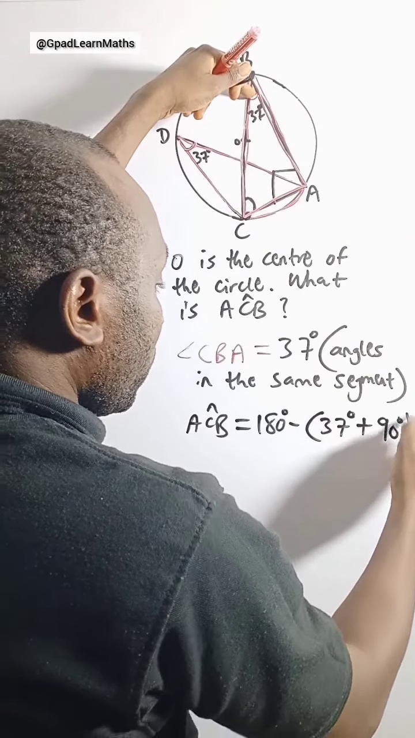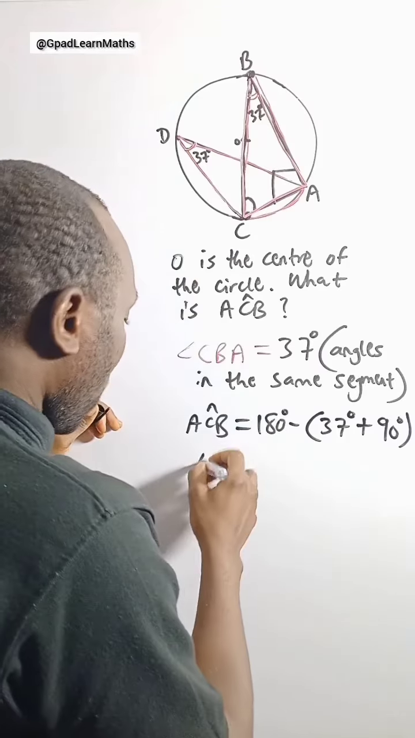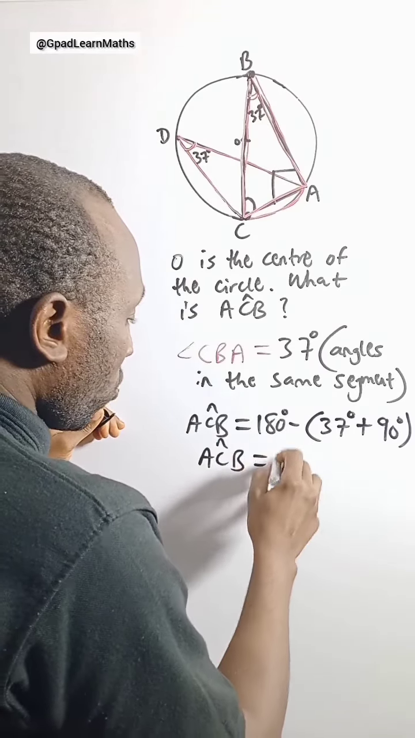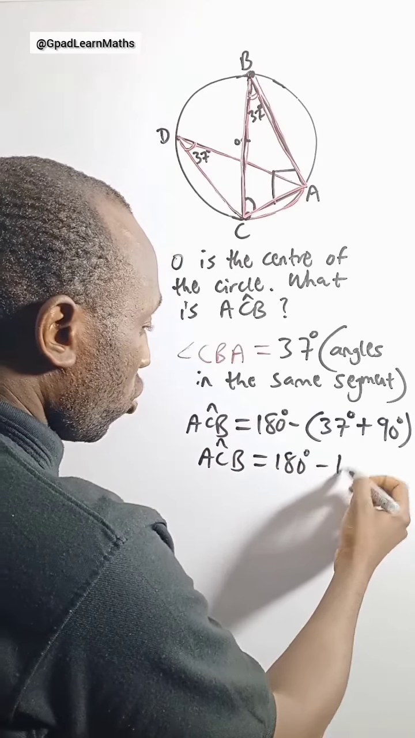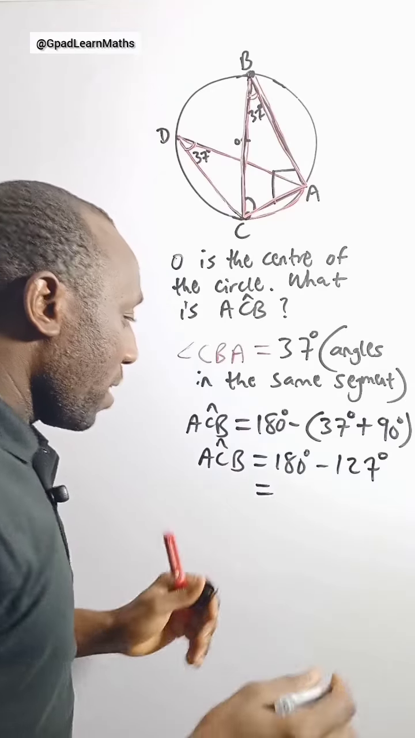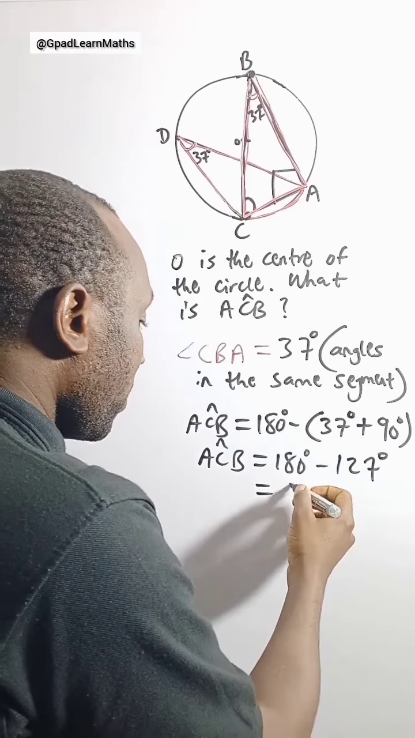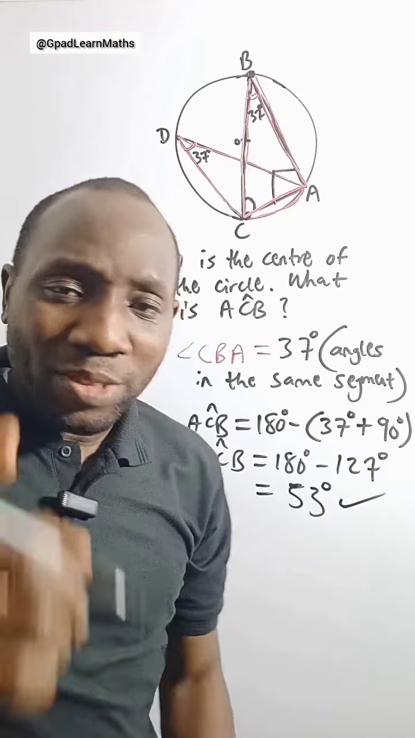But let's just do this. And the reason is what? Sum of angles in a triangle. So angle ACB will be equal to 180 degrees minus this plus this, which is what? 127. And what is 180 minus 127? That will be 53 degrees. So angle ACB is 53 degrees. I'll see you in the next video.